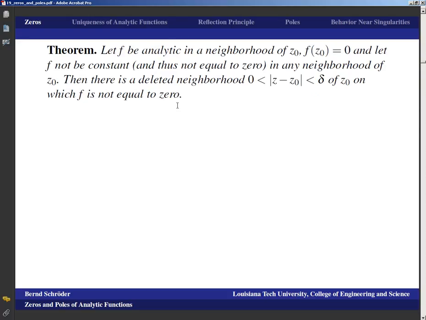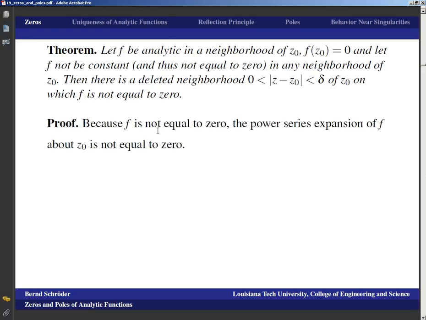So we have to be very careful here with the language. Because the function is not constant, f is not identically equal to 0 in any neighborhood, but it could still be that f has zeros in the neighborhood. And what this theorem says is that if there is a 0 of an analytic function, then there is a deleted neighborhood within which there aren't any other zeros.